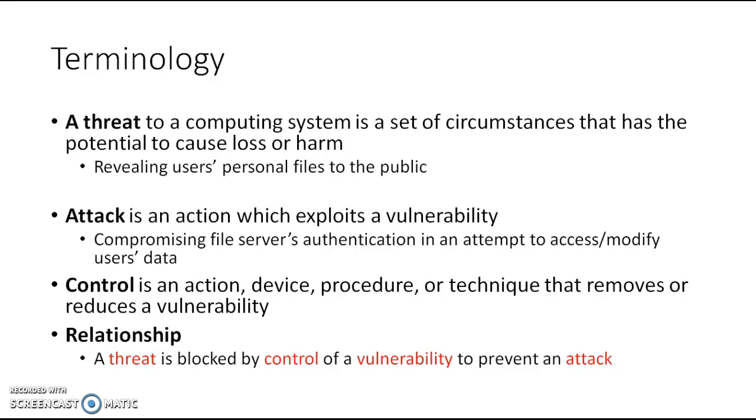The relationship is blocked. A threat is blocked by control of vulnerability to prevent an attack. So these three are interlinked things. You can easily formulate a phrase that a threat is blocked by control. Control is a procedure or a device, as I told you, for a vulnerability. A vulnerability is a weakness that allows an attack. So there is a relationship between these three items.